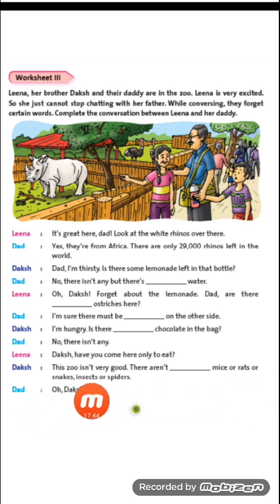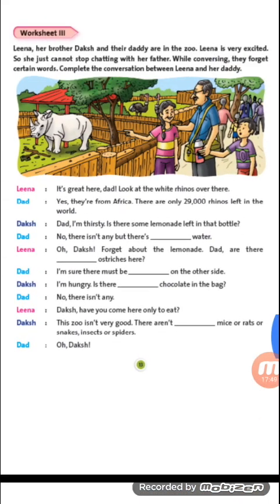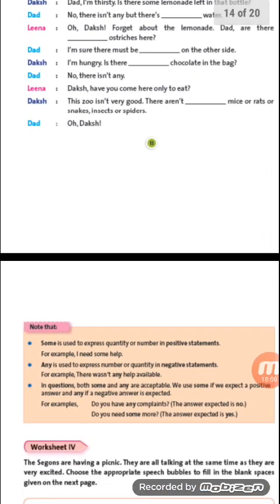Dad, oh ducks. So students, today we have completed our first, second and third worksheet. Now I expect you all to listen to the video carefully and complete these worksheets in your practice book up to 3, and besides this you will try to read these information blurbs. Like here, note that some is used. I have told you earlier also that we use some to express quantity or number in positive statements, and also the amount is very less of that particular thing. Then next one, any is used to express number or quantity in negative statements. Whenever we have some negative statement, we use any.